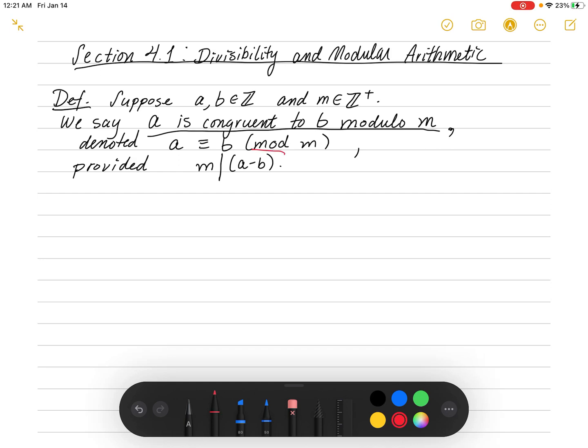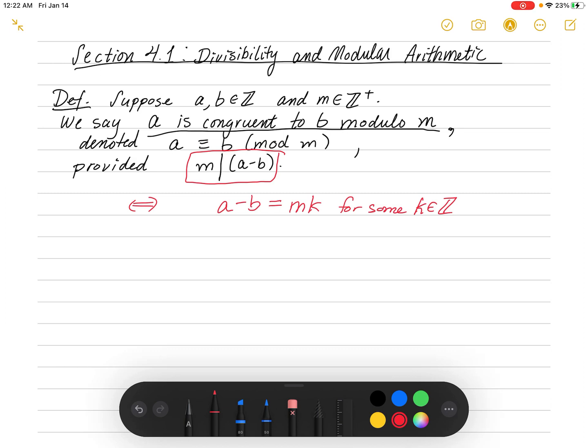Now focusing here, I'm going to highlight this: m divides a minus b. We've defined that in the past. What does that mean? That's equivalent, we said, to saying a minus b is a multiple of m. In other words, a minus b equals m times some integer k. That's what it means for m to divide a minus b, right? We said that back on our first day of class when we were looking at divisibility.